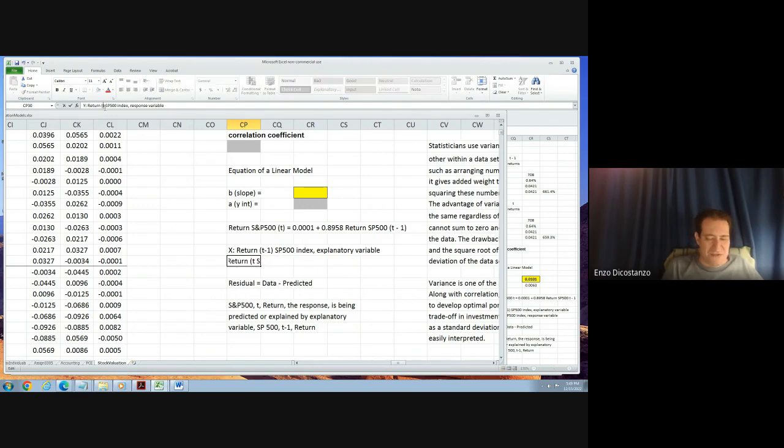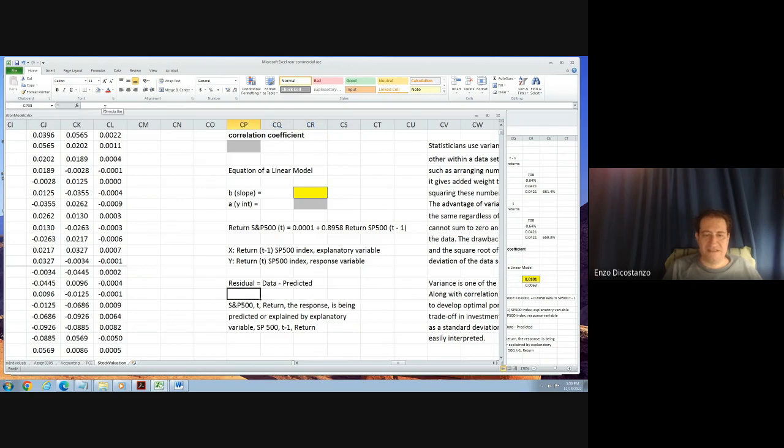And again, every time I do this, I like to think I get better at it. So you have a response variable, you have an explanatory variable. The response variable is what you're looking for. The explanatory variable is the independent one that moves around. Predicted means your formula, and data means what actually happens empirically. So the residual is the difference between what happens empirically versus your formula.